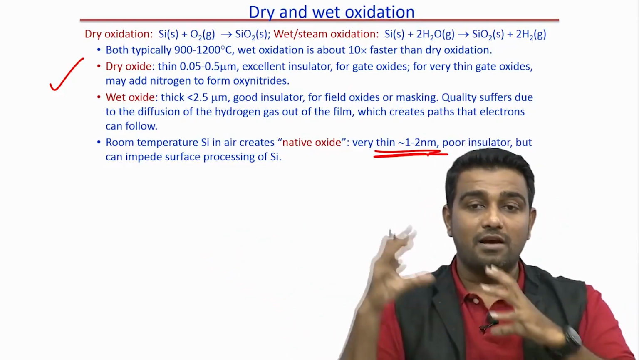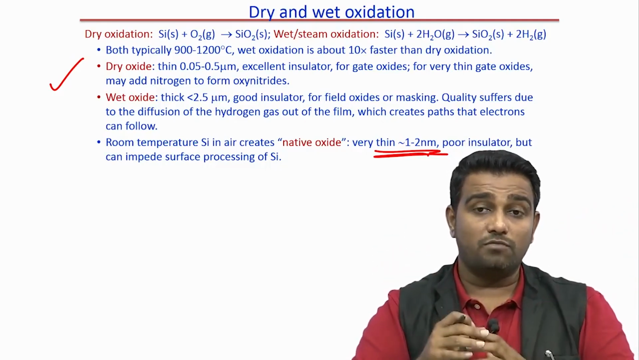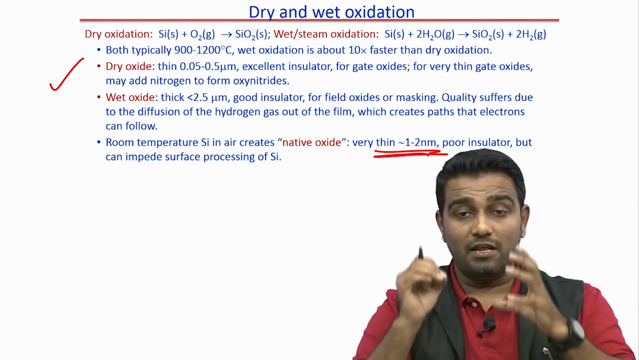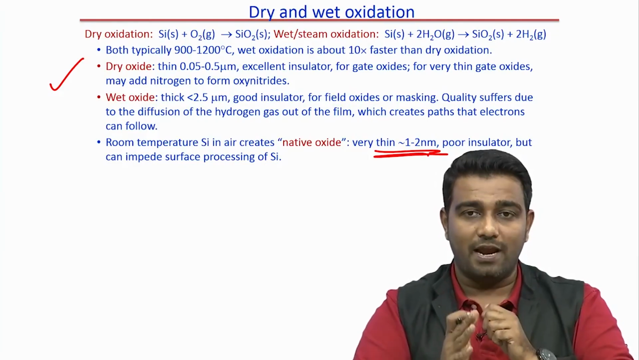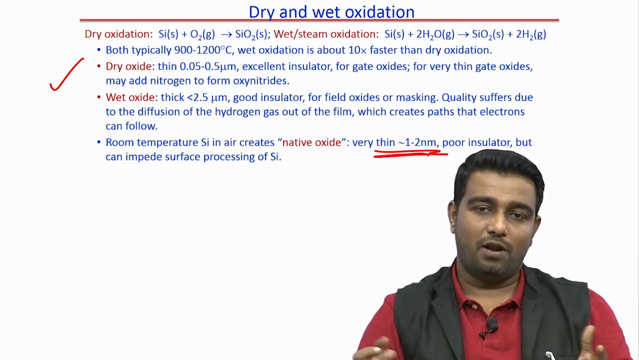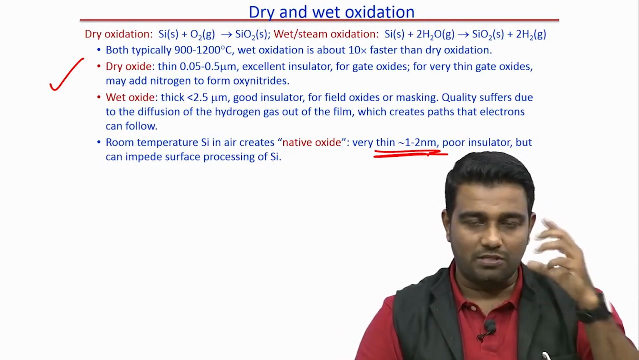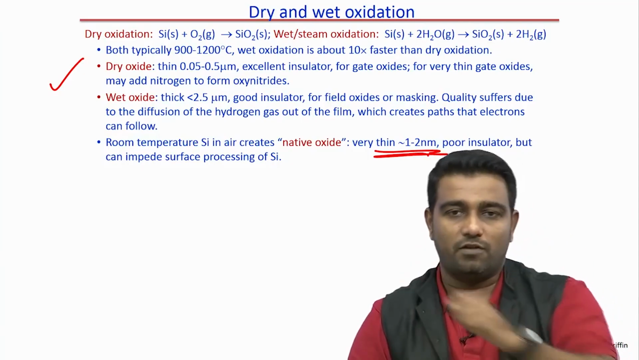Do not directly take a silicon wafer and start growing oxide, because even at room temperature silicon forms an extremely thin layer of oxide, which is a poor insulator but can impede the process, alright. So whenever you take a silicon wafer, always dip it for 5 to 10 seconds and then process it further.